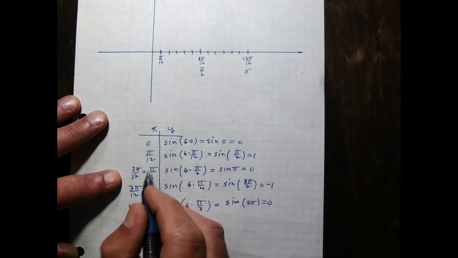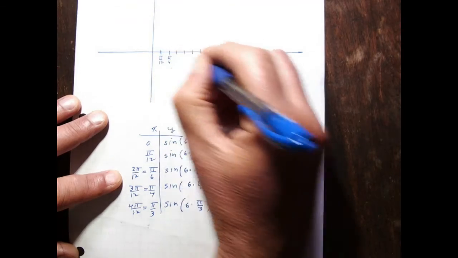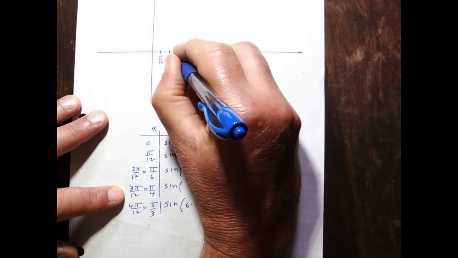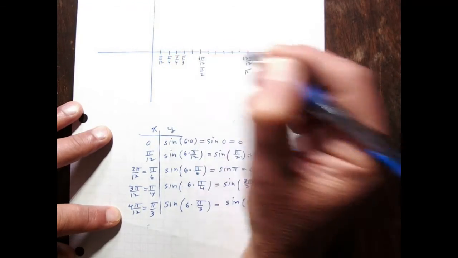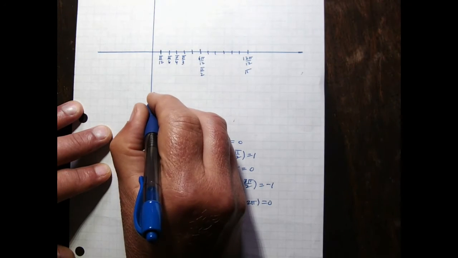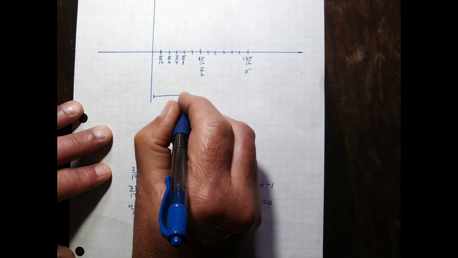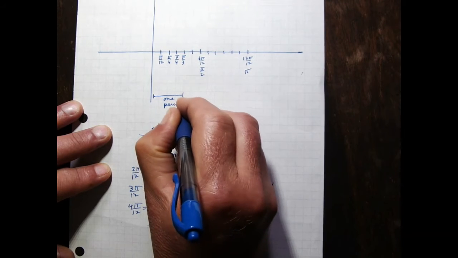But now I labeled more than I really wanted to right off the bat. 2 pi over 12 is pi over 6, I'm just going to put pi over 6. 3 pi over 12 is pi over 4. 4 pi over 12 is pi over 3. And the reason I want that to stand out is that from 0 to pi over 3 is 1 period for the function we want.